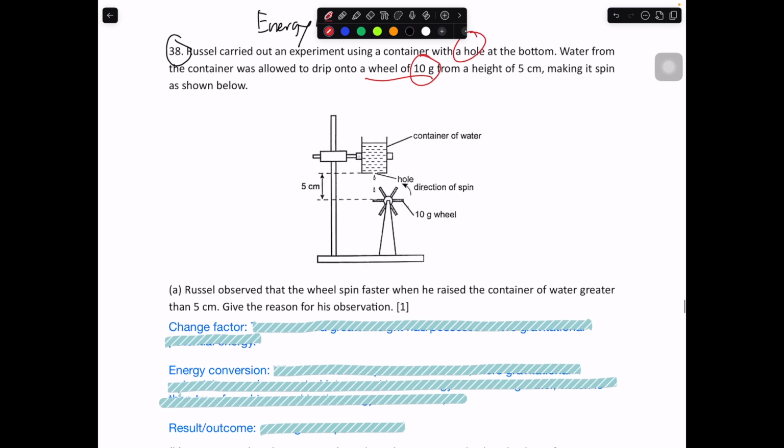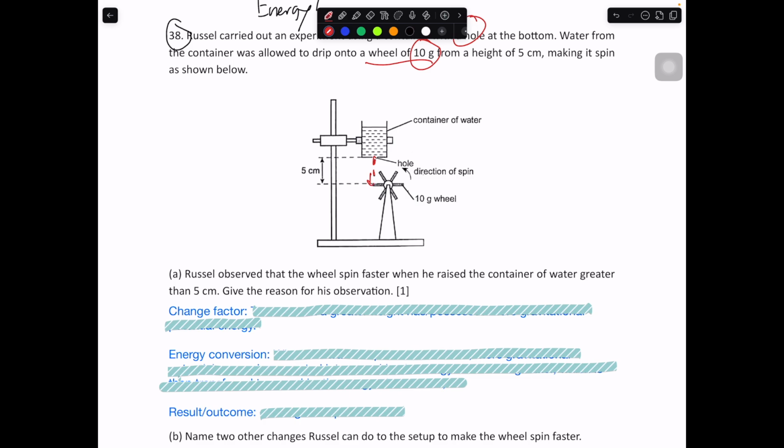So basically what happened is that the water drip, okay, and push down the water wheel in this direction, and the water wheel will go in the anti-clockwise direction. Okay, this is going against the clock. Okay, anti-clockwise.